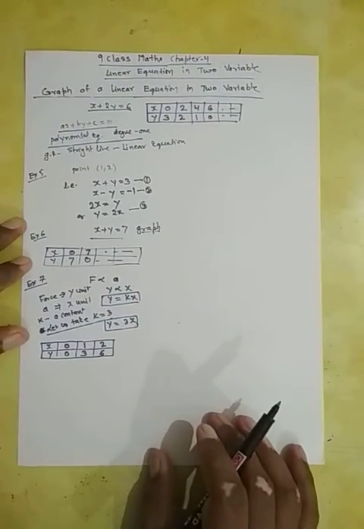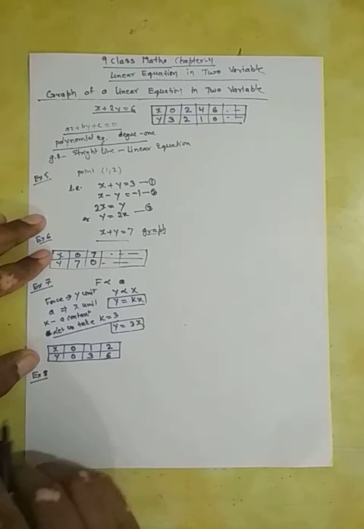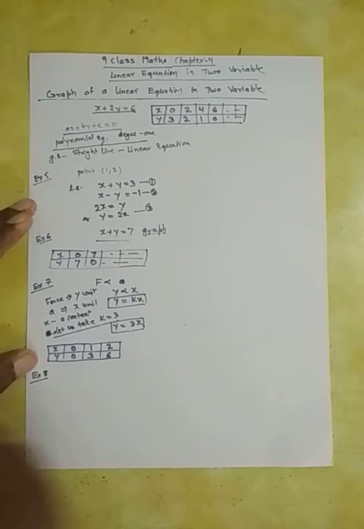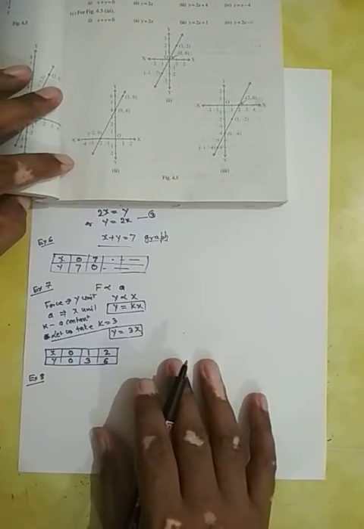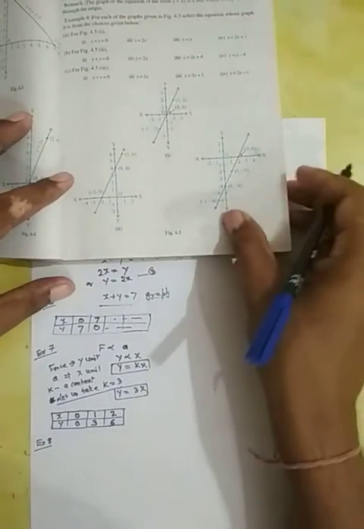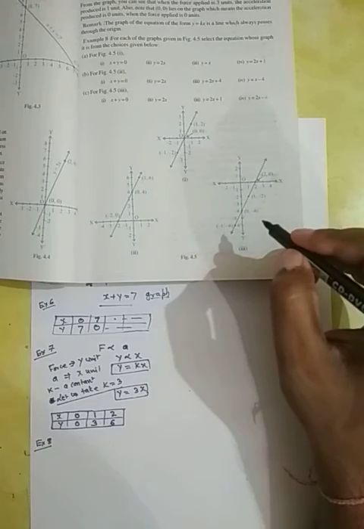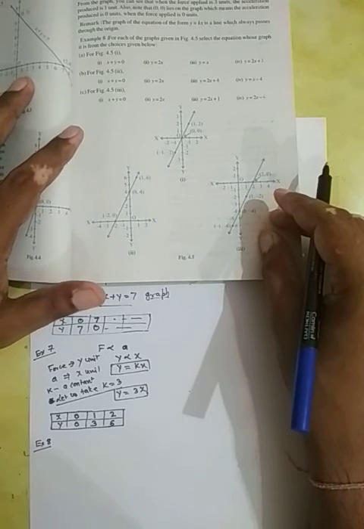Example number 8. In this example, write, for each of the graphs given in figure 4.5, select the equation whose graph it is from the choices given below.